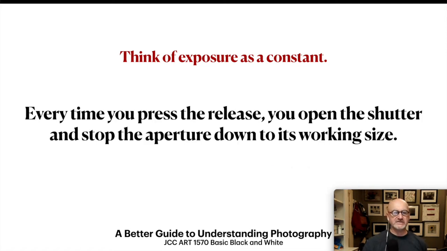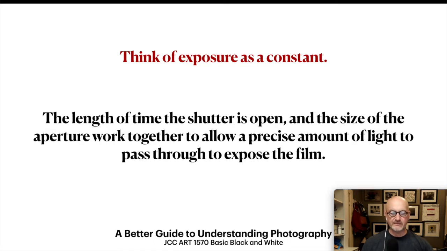Every time you press that shutter release, you open the shutter for a specified period of time: 1 second, 1/2 second, 1/15th, 1/30th of a second. And the aperture stops down to its working size, f4, f5.6, f8. And each one of those is a combination of intensity and time that creates our exposure. The length of time the shutter is open and the size of the aperture work together to create that precise amount of light hitting the film, the precise amount of exposure that we need.